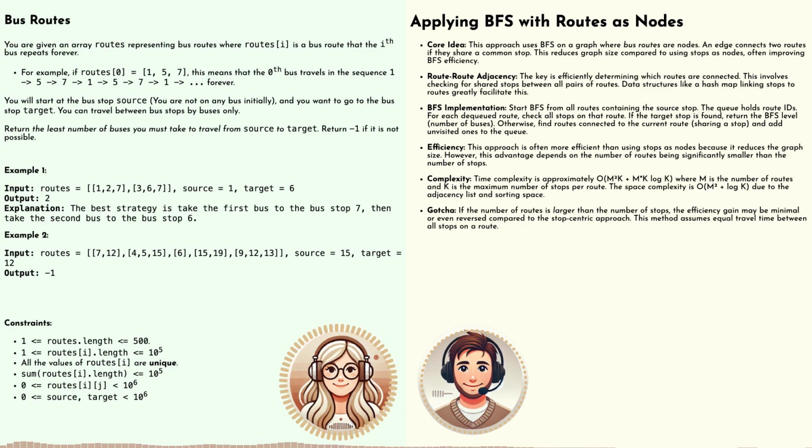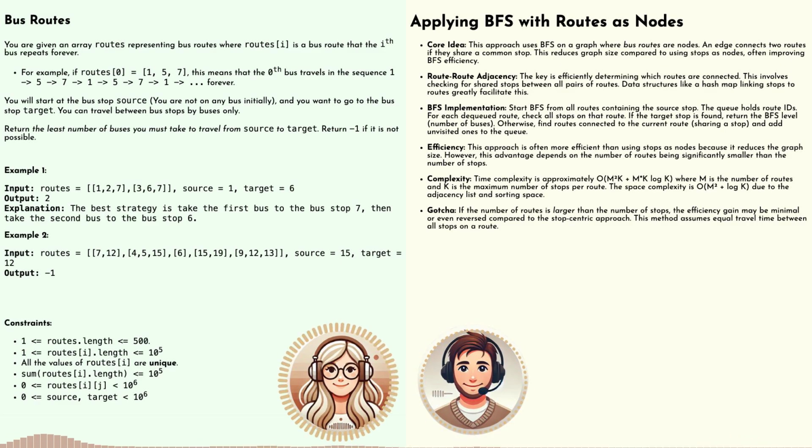Yeah, exactly. But how does BFS actually work in this new graph? Right. We're not hopping between stops anymore. We're hopping between routes. Exactly. So we start by looking at all the routes that contain our starting bus stop. Those become our initial nodes. So it's like saying, I'm at this stop. What buses can I get on right now?